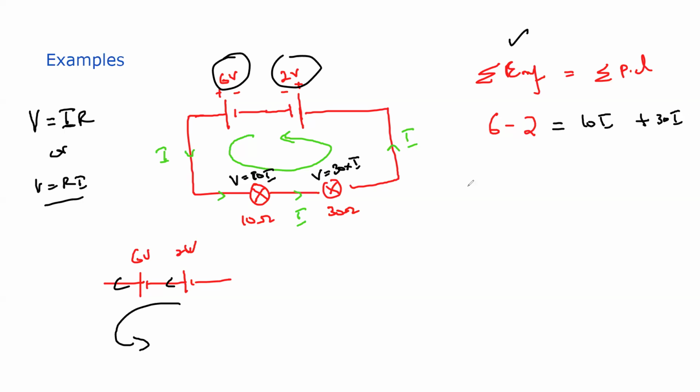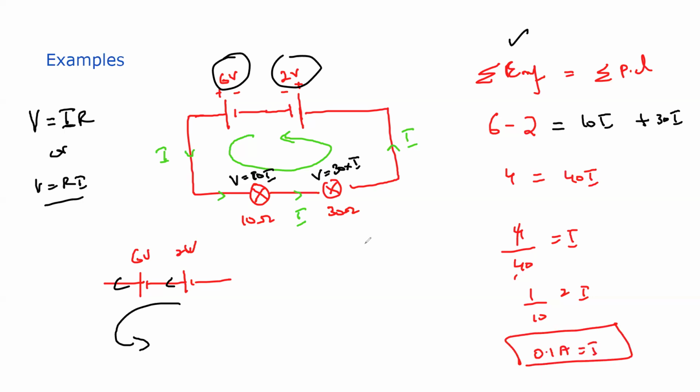So when we simplify, 4 is equal to 40I. So 4 divided by 40 is I. When we simplify, it will be 1 over 10, or 0.1. So the current in this circuit is equal to 0.1 ampere. So when we apply Kirchhoff's second law, the total EMF will be equal to the total potential difference, and using this we can work out the current in the circuit. Is it clear, this example? This is very simple. Okay, I'll repeat.